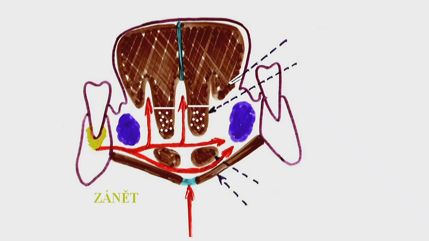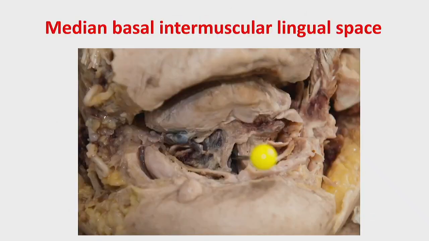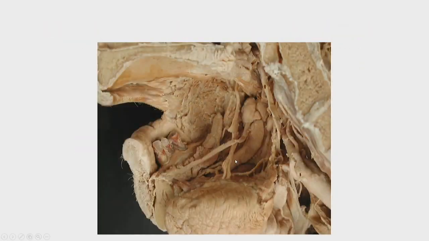Because if there is bone, it stops the spread of infection, yes? But if it is a space, loose connective tissue, the pus goes wherever, yes? And this is the dissection that we will show you between the genioglossus muscle. You see this median basal intermuscular lingual space. This is the vertical space.